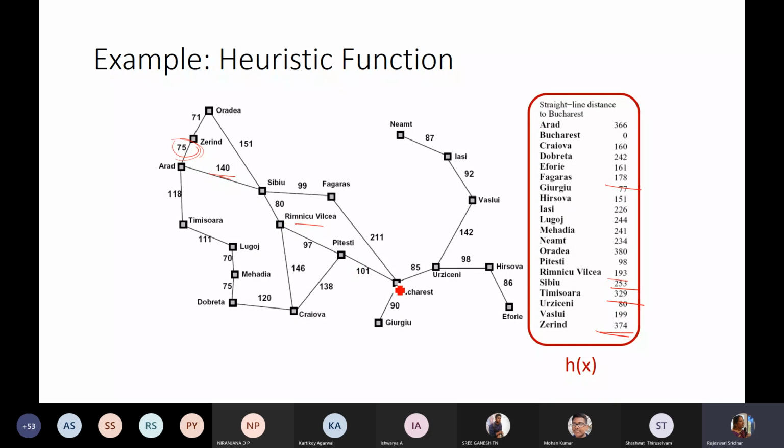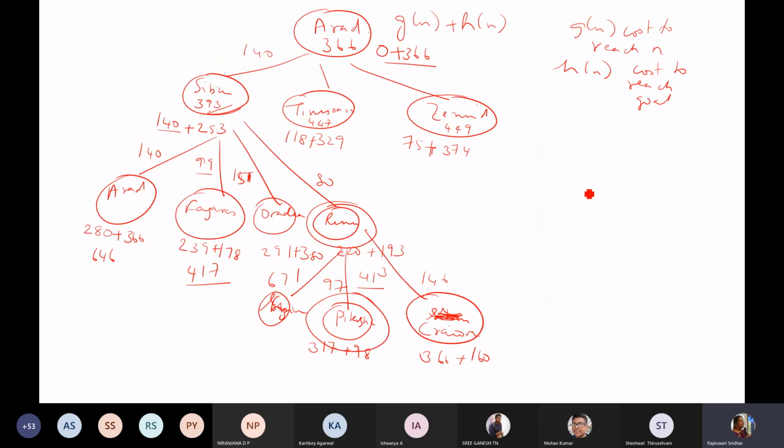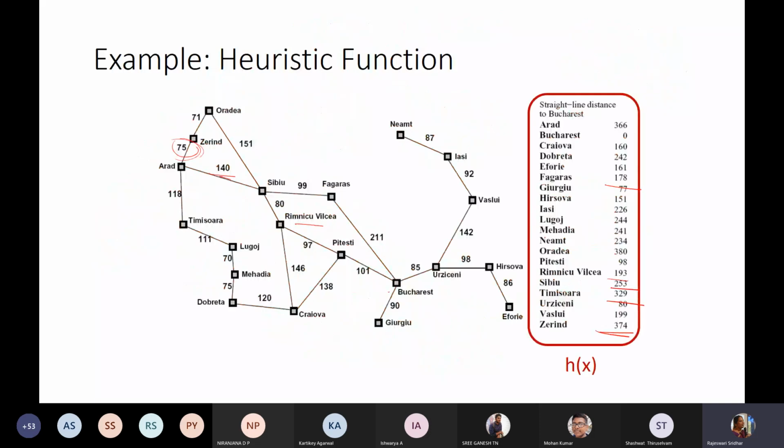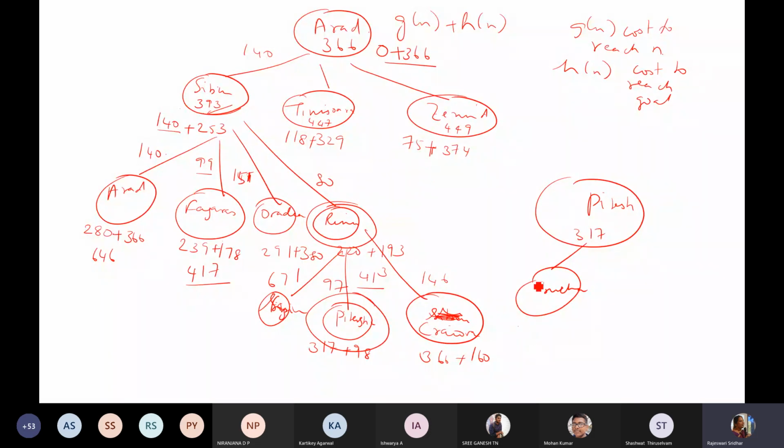So this has 101. It's already a goal state, right? So h of n will be 0. So only 101 plus this will be considered. Pitesti is here, its neighbor is Bucharest. This is 317, so 317 plus 101. Okay, so 418 plus 0. That will be the cost here. Anyway, this is a goal. You have reached the goal.